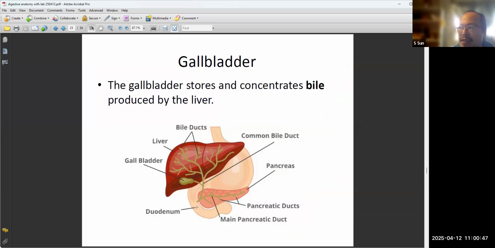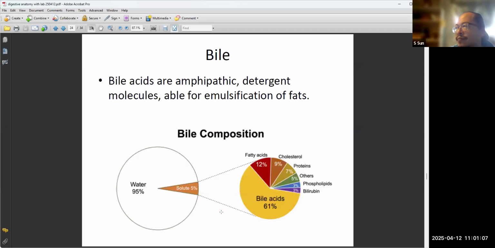And then the small intestine receives those. In the beginning, in the duodenum, it will be able to break down all these molecules to become monomers, and then our small intestine will start to absorb these into our body. Just to tell you, the composition of the bile is very watery, and the main thing is called bile acid.